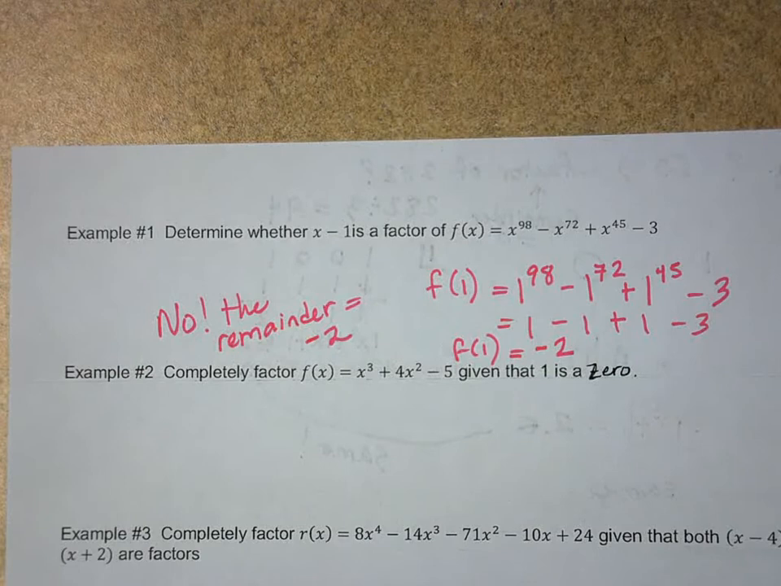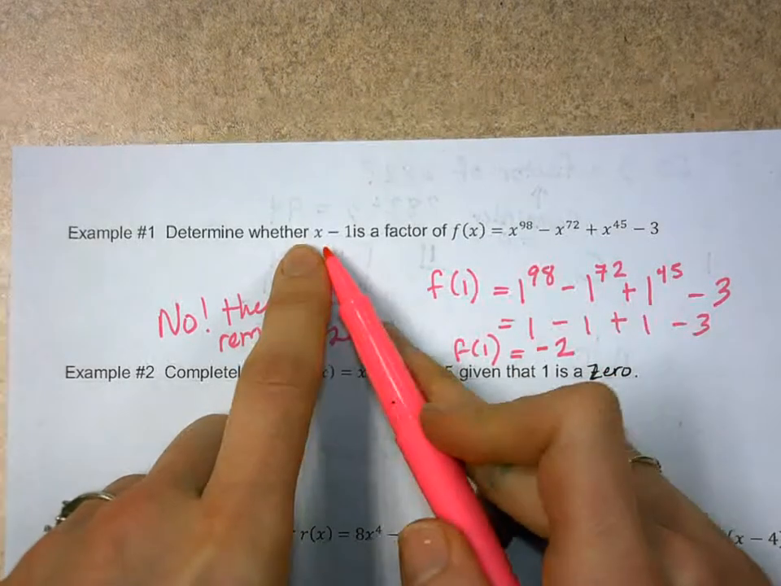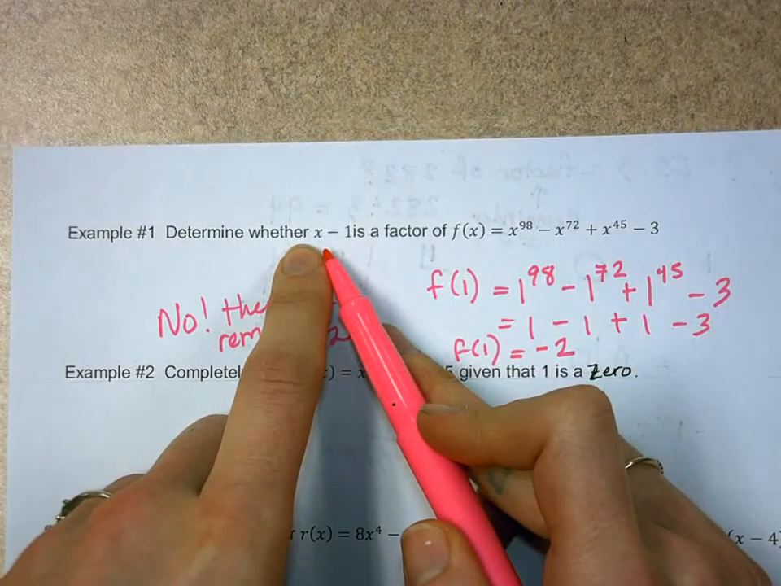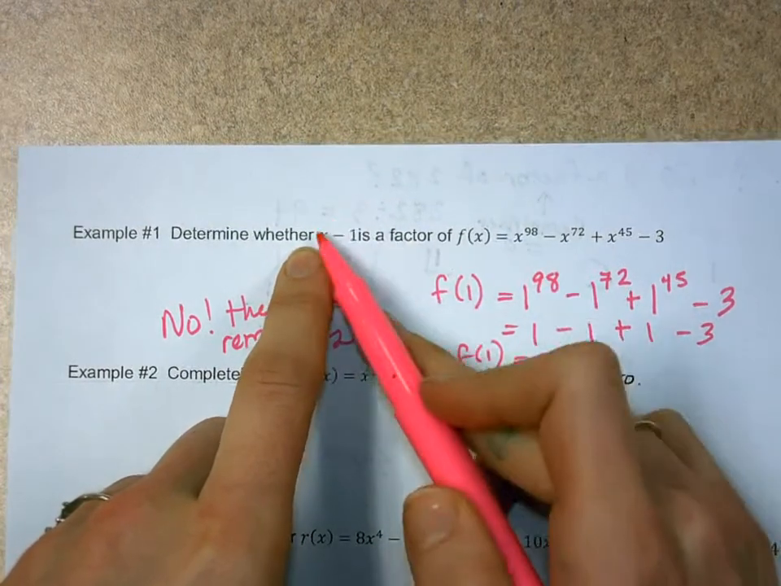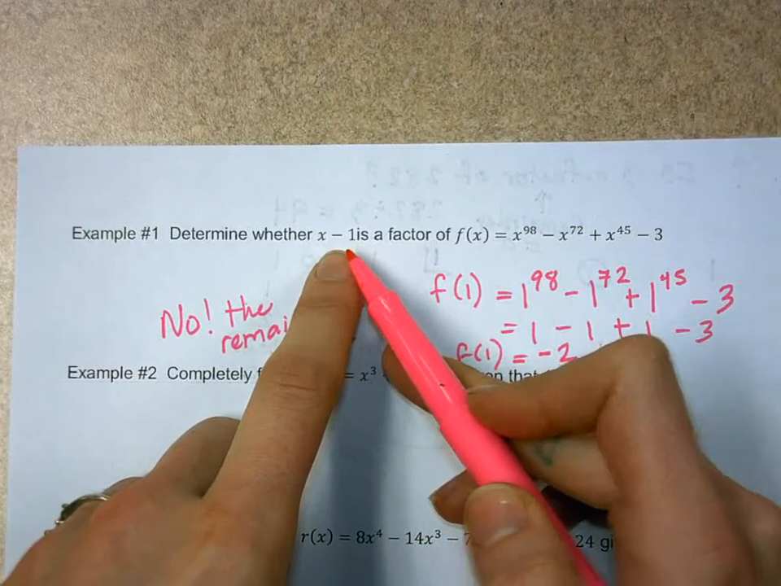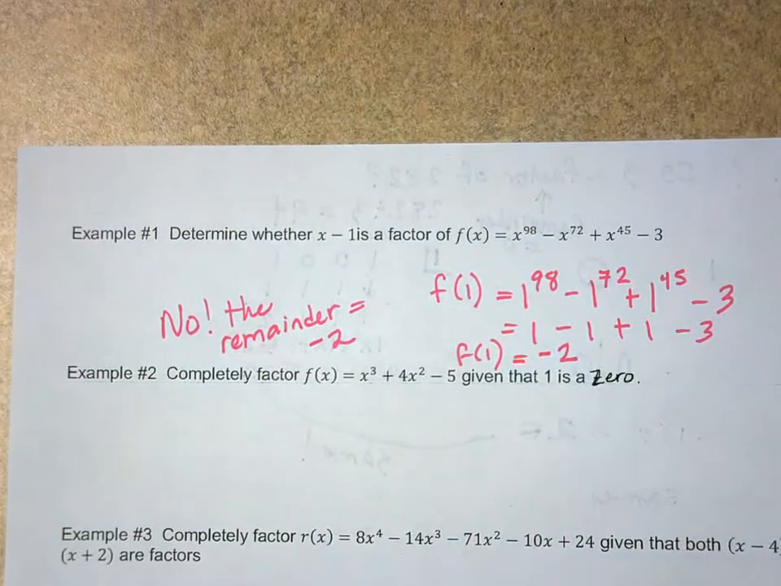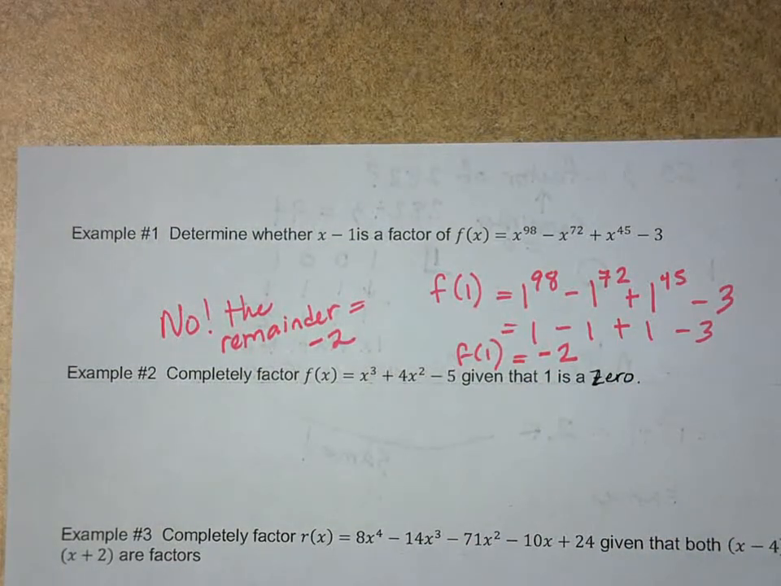Daphne, if it said determine whether x plus 1 is a factor, would you put in f of negative 1? Exactly. Yeah. Because when you're doing synthetic division, you take the opposite. And realistically, if 1 was a 0, then I would have 1 minus 1 equal to 0. So I have to take that opposite number. Good.